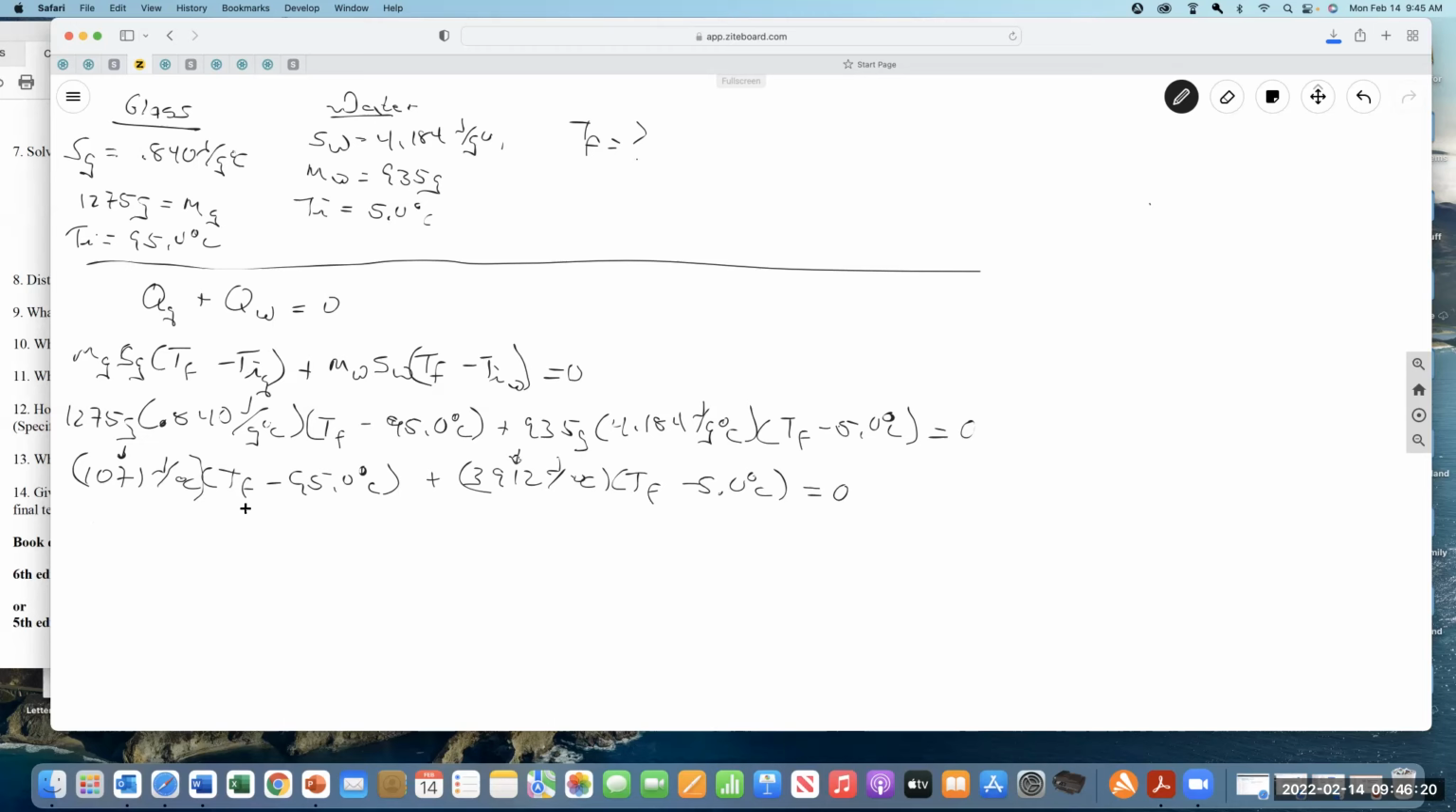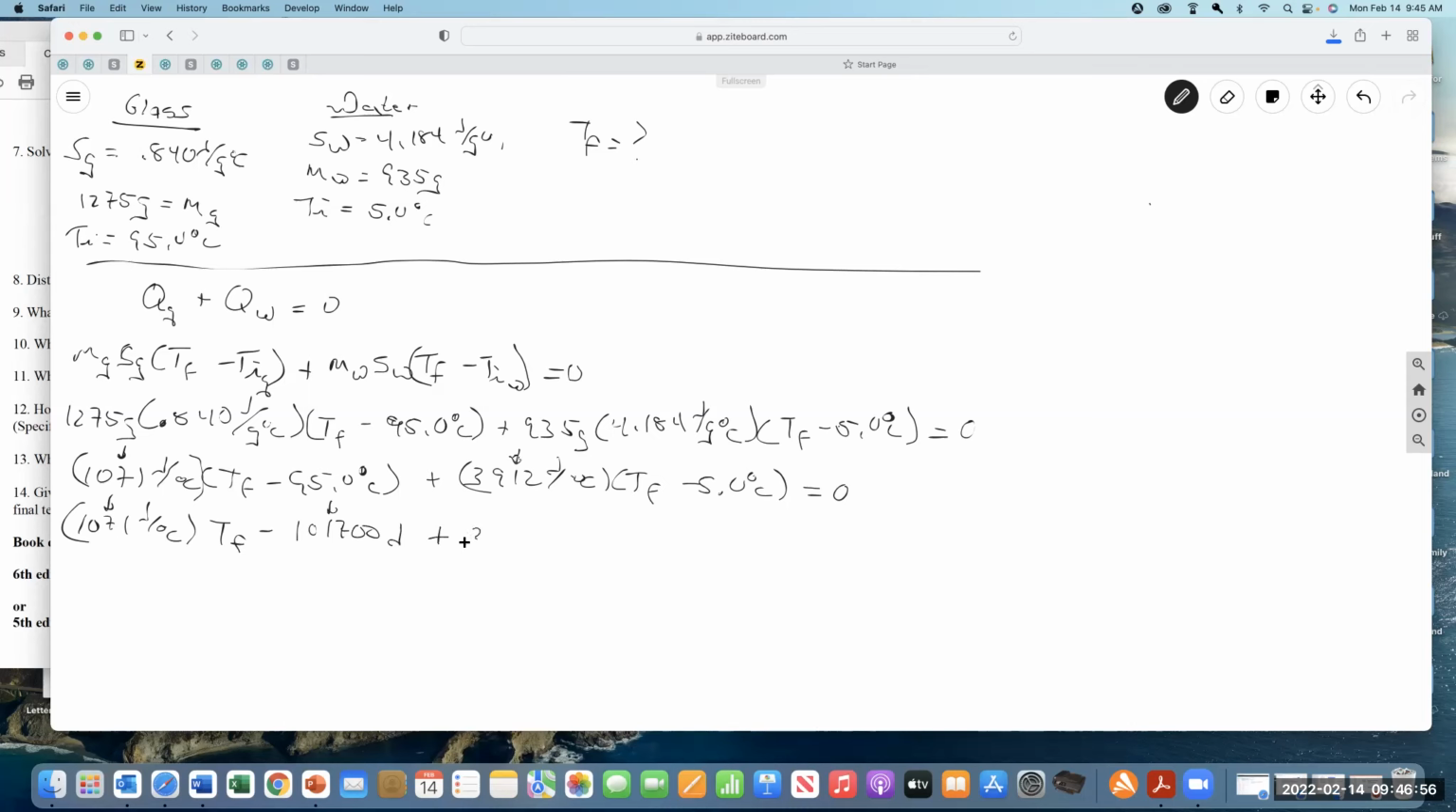Now I'm going to multiply the 1071 through the parentheses. So 1071 joules per degree C times TF, and the 7 is my last sig fig. 1071 times 95 is 101745. I'm just going to call it 101700. I could call it 745 if I want, but I just don't want to punch all those numbers in, but I have 3 sig figs, and that's going to be joules.